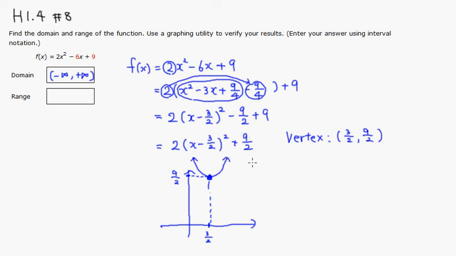All right. So you can see that the range of this function is going to start from 9/2 and up. So we have left square bracket 9/2, comma, all the way to infinity. Right? So that is the range of the function. All right, so hopefully this was clear.